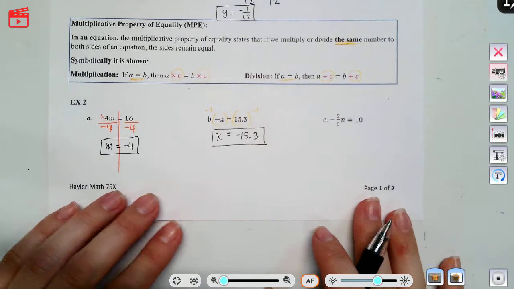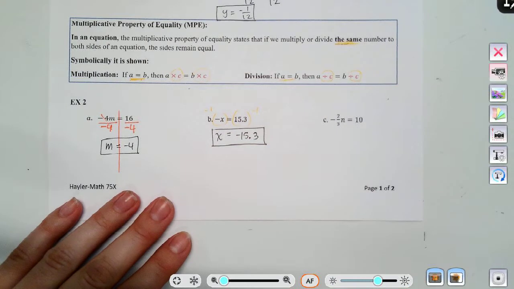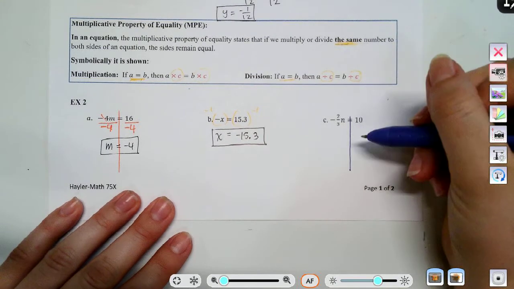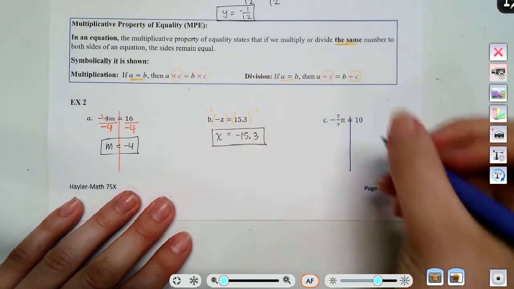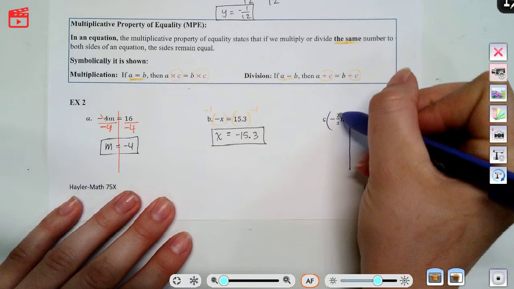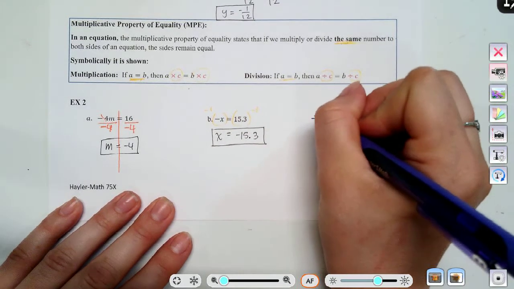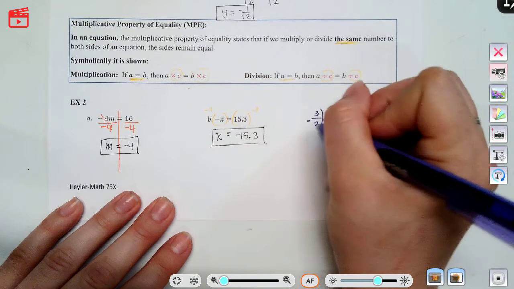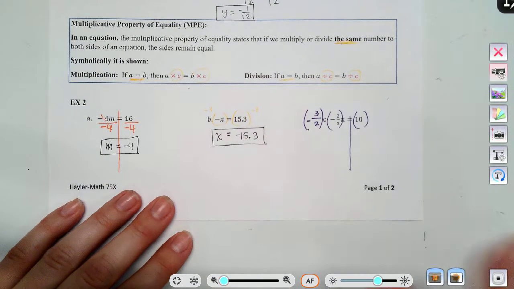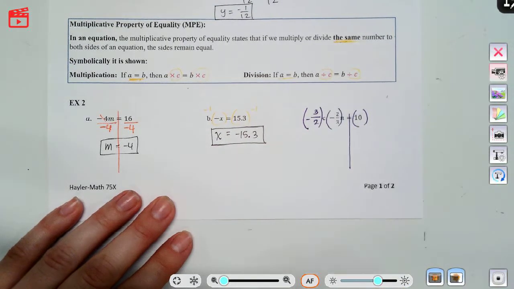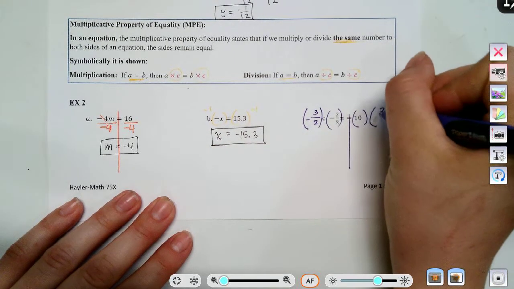And the next one, -2/3 n equals 10. So our variable here is being multiplied by -2/3. So here's a little trick. What we're going to do is multiply both sides by the reciprocal of your fraction. Reciprocal means the flip. So notice it used to be 2/3, and now we're multiplying it by 3/2. So we'll multiply that to the other side as well.